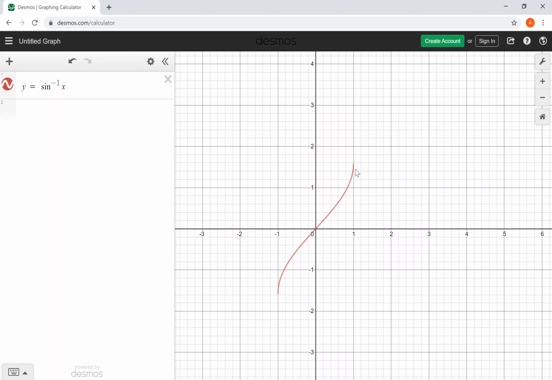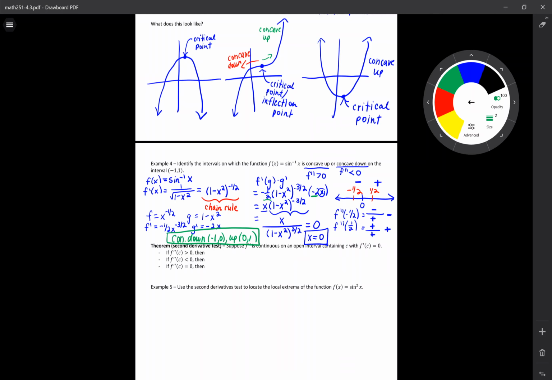All right, we have one more theorem and one more example. Our next theorem is the second derivative test. It says, suppose f double prime is continuous on an open interval containing c with f prime of c equal to 0. So what does that mean? That means if f prime of c is equal to 0, that is a critical point.